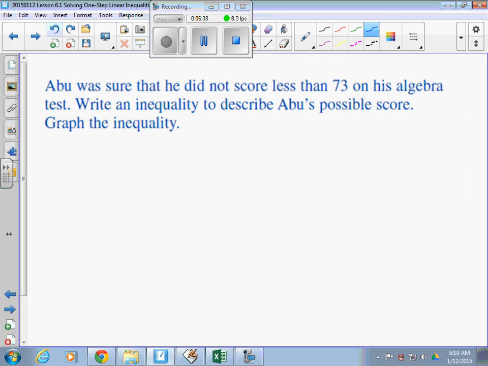Take about 30 seconds and graph this one. It says Abu was sure that he did not score less than 73 on his algebra test. Write an inequality to describe Abu's possible score. Graph the inequality.